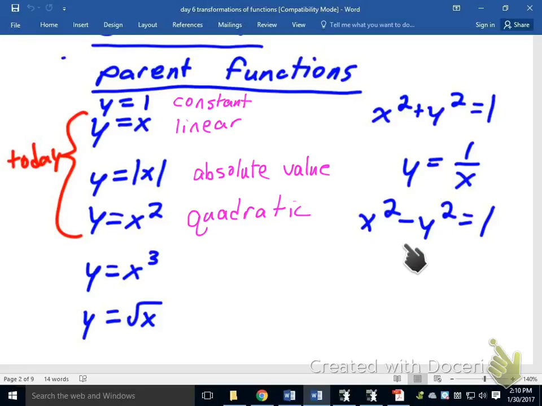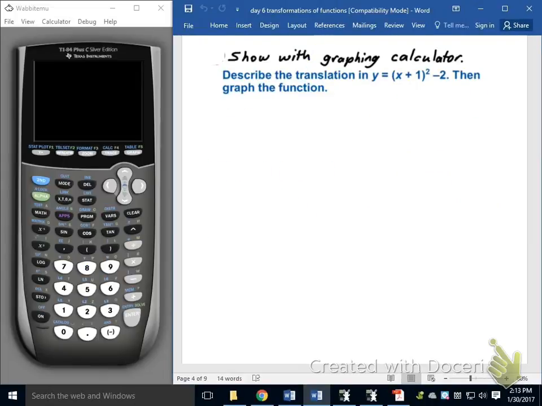And this is a hyperbola. This would be more of a pre-calculus topic. X squared minus y squared equals 1. Anyways, today we're focusing on these three, y equals x, y equals absolute value of x, and y equals x squared. Those are our parent functions that we're going to use in these. All of these are going to follow the same rules of transformations. For this first example, I'm going to describe the translation of y equals (x plus 1) squared minus 2 as a transformation of the parent graph of any quadratic, y equals x squared.